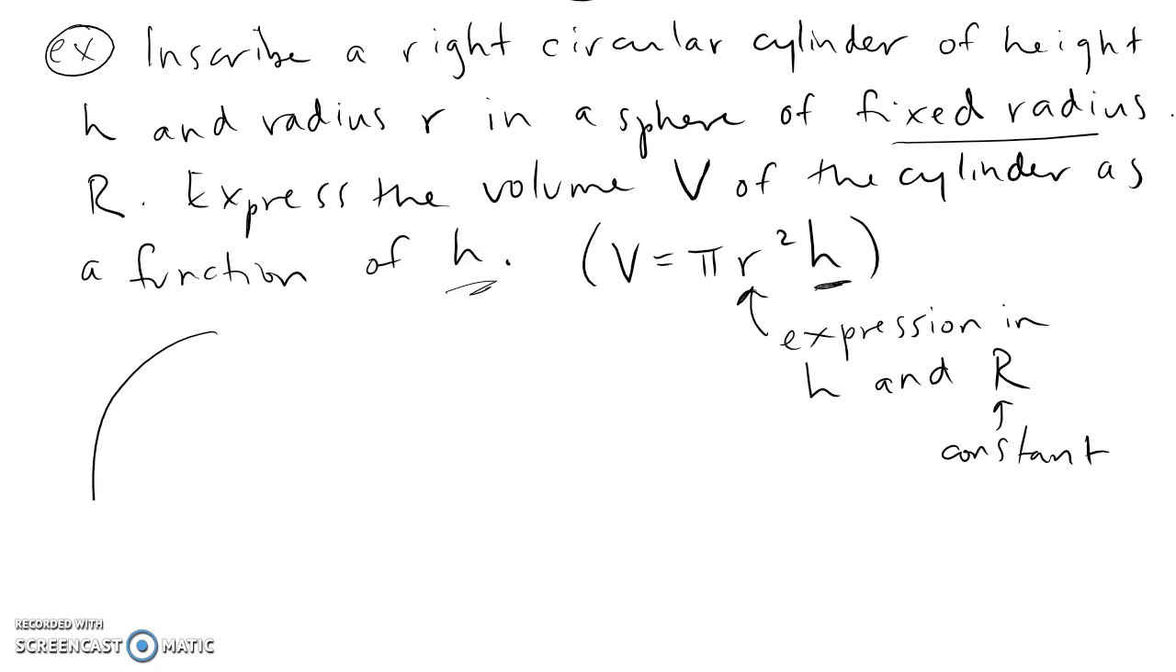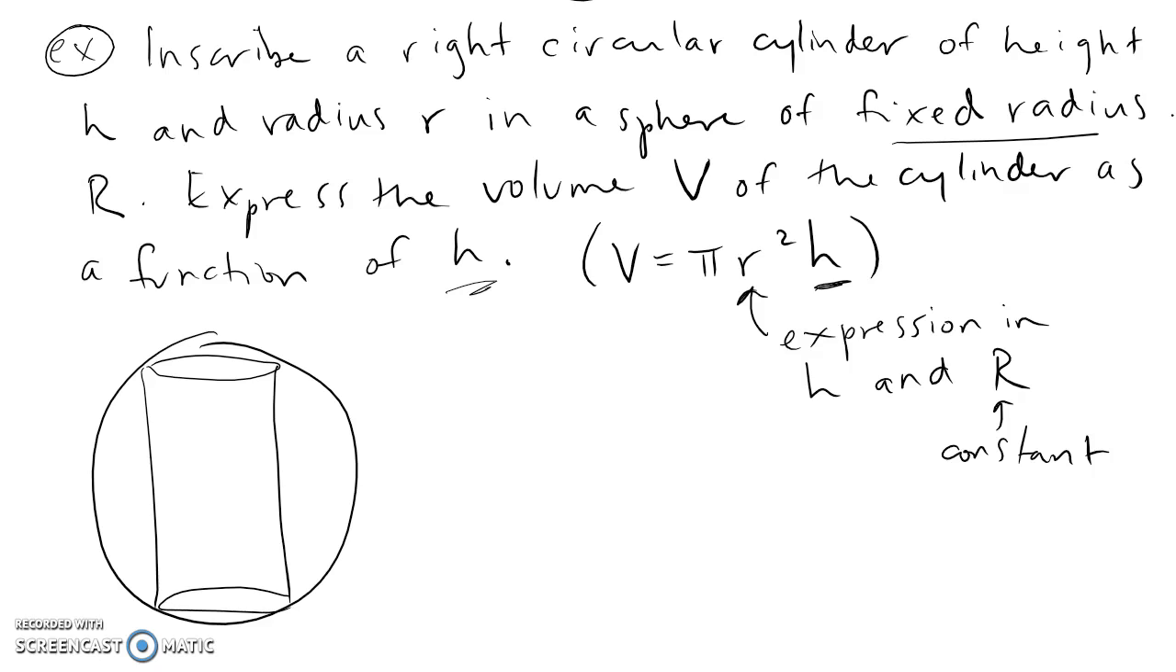Alright, so let's draw a sphere, and let's inscribe a right circular cylinder inside of it. So this is our sphere. And the cylinder has height h. So the right circular cylinder has height h and radius r. So the radius of the cylinder is this piece here. And the radius of the sphere comes from the center of the sphere and goes out to any point. For convenience, I'm going to make it come right here. So that's big R.